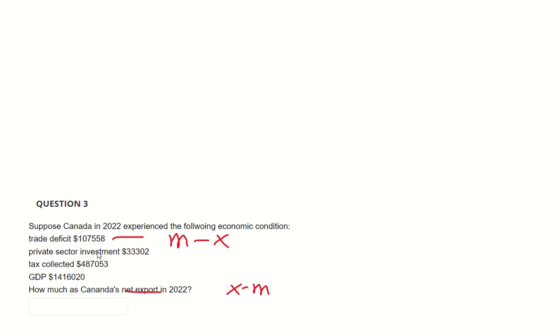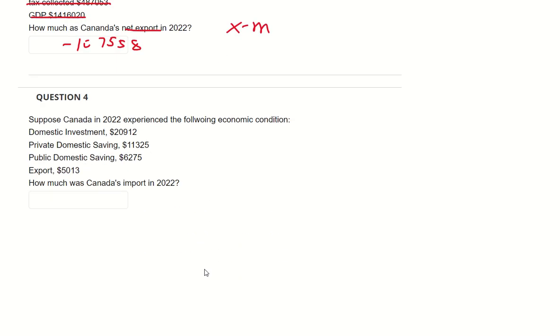So this answer is actually very, very easy. Don't worry about the investment, the tax collection, the GDP. That's just there to mess you up. The answer for this one is just negative 10,755.8. The negative of our trade deficit is our net export.